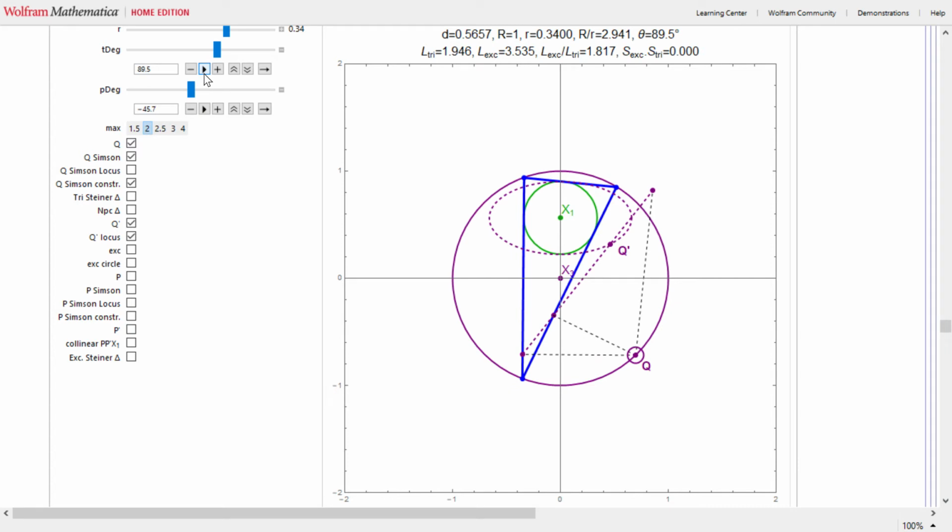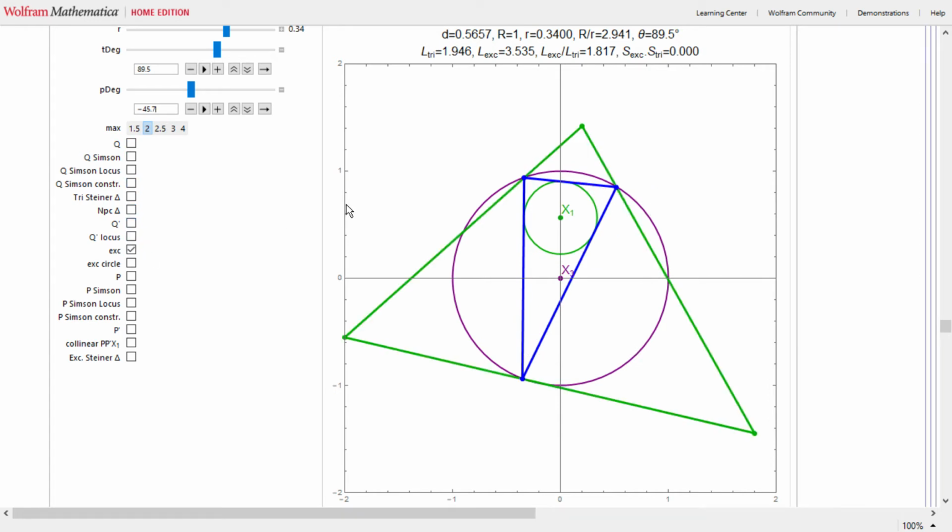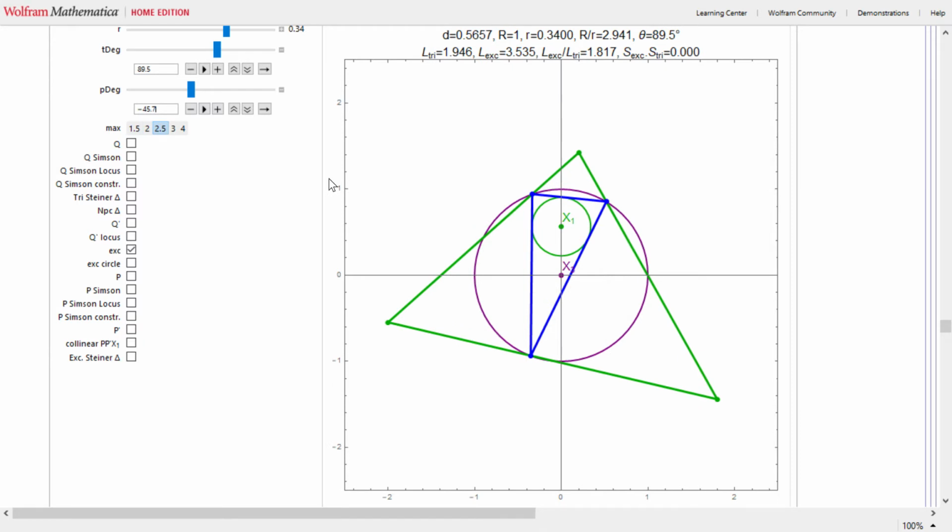The second cool result happens, so let's go ahead and erase these objects. A similar result is going to be verified for the excentral triangles. The sides of the excentral triangle are perpendicular to the bisectors at each vertex of a reference triangle.